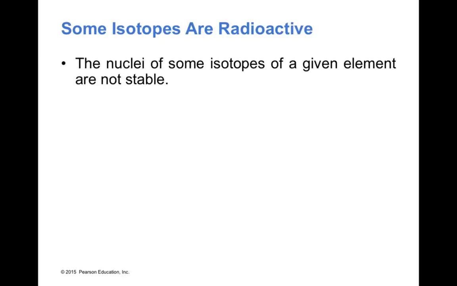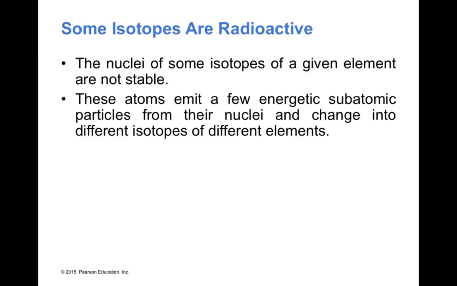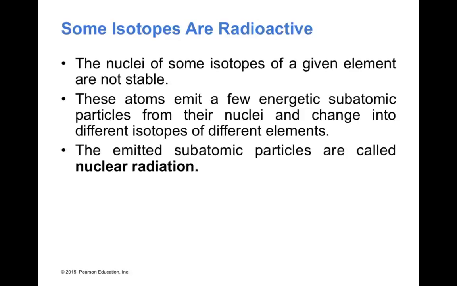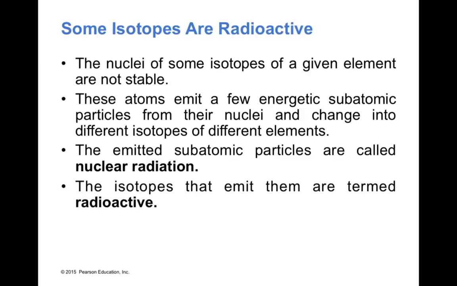Some isotopes are radioactive. The nuclei of some isotopes of a given element are not stable. Because of that, these atoms emit energetic subatomic particles from their nuclei and change into different isotopes of different elements. So if you have an element that is radioactive and it releases some kind of energetic subatomic particle, it will turn into a different element. The emitted subatomic particles are called nuclear radiation, and the isotopes that emit them are termed radioactive.